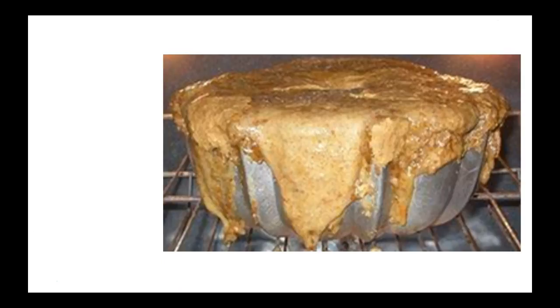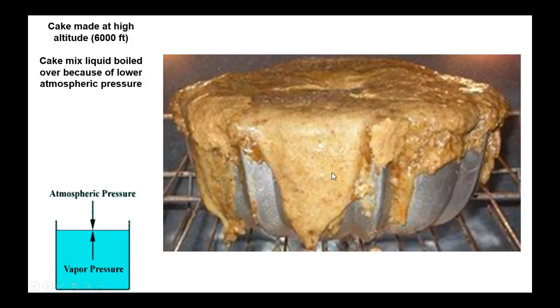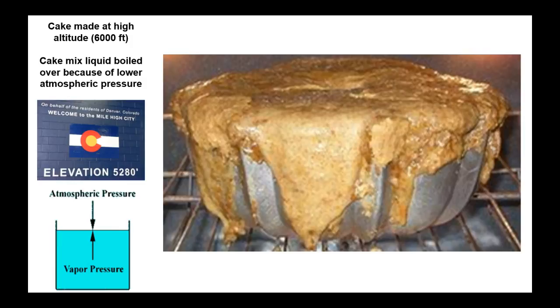This is what happens when you try to cook a cake at altitude. This is someone who tried to make a carrot cake mix at 6,000 feet. Because of that lower pressure, the liquid boiled at a lower temperature, and the entire cake mix boiled over. By the way, according to the people, it still tasted fine. However, that's a huge mess to clean up. Here the atmospheric pressure was lower, the vapor pressure pushed that stuff out, and we have it boiling at a temperature you didn't want. That's Denver for you. You have to be a little bit more careful with cooking.